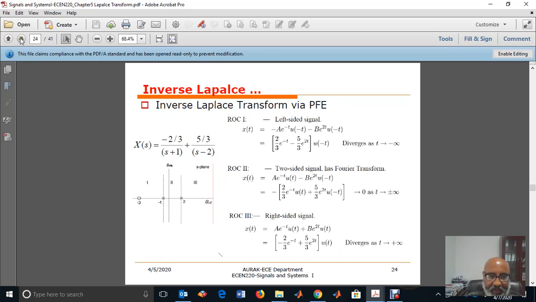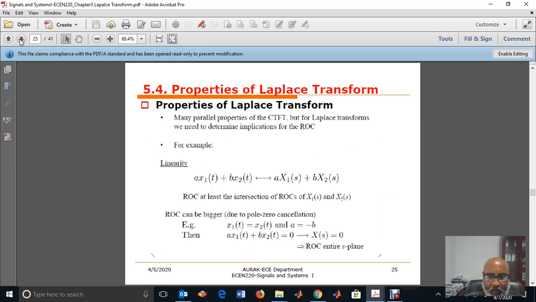All right, this is the same thing now. Let's talk about some of the properties of the Laplace transform. The simplest one is linearity. If I have a x1(t) plus b x2(t), then the Laplace transform is a X1(s) plus b X2(s).